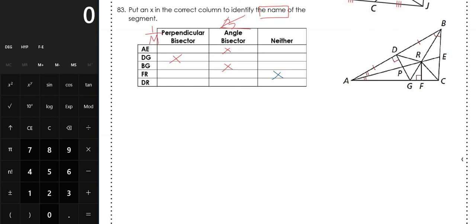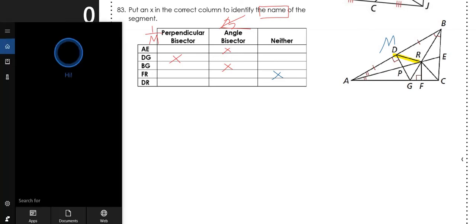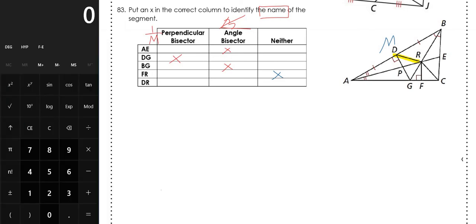So the answer here is neither. And now the last one, DR. So DR is originating at that same midpoint we discussed before. So it definitely is a bisector. However, it is not perpendicular. So that means that this is not a perpendicular bisector. It's also not an angle bisector because it's not starting at an angle. So the answer here is neither. It's just a regular segment bisector.